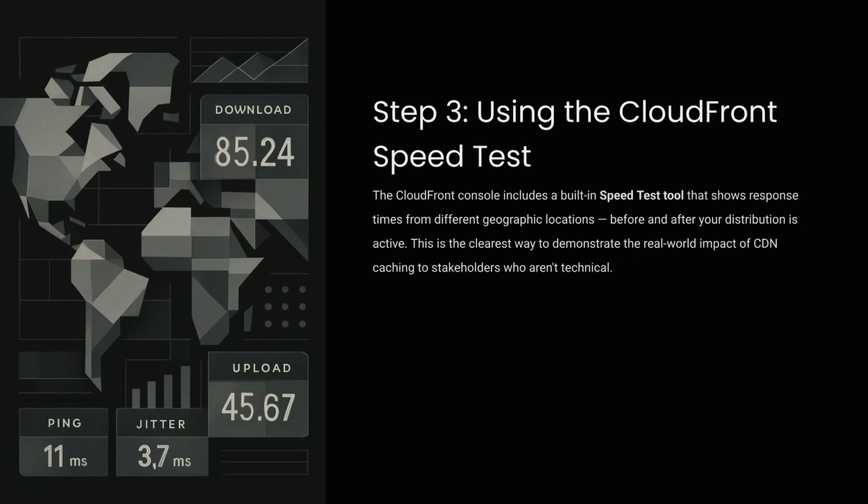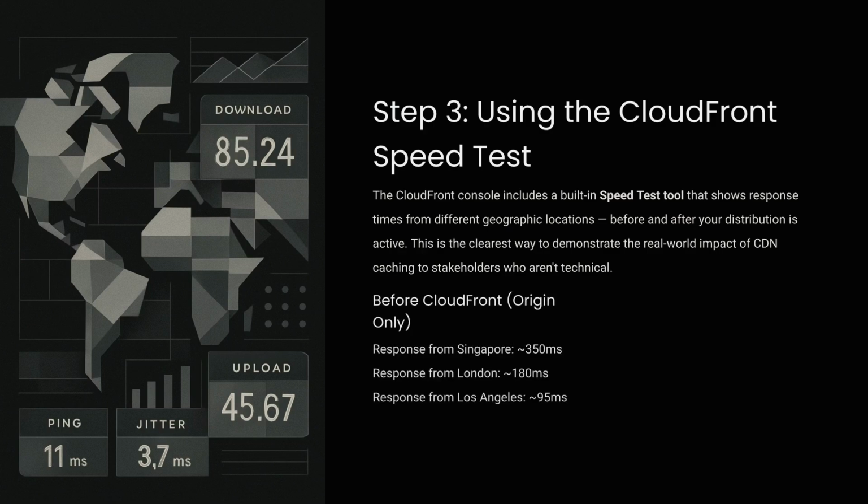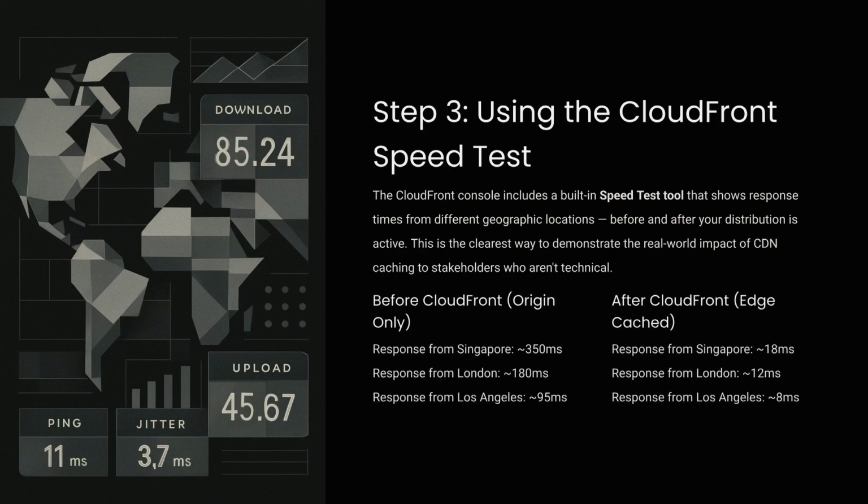Step 3 is using the CloudFront speed test to demonstrate impact. This built-in tool shows response times before and after your distribution is active. You will see millisecond latency after caching, a clear way to show stakeholders the real-world performance improvement.